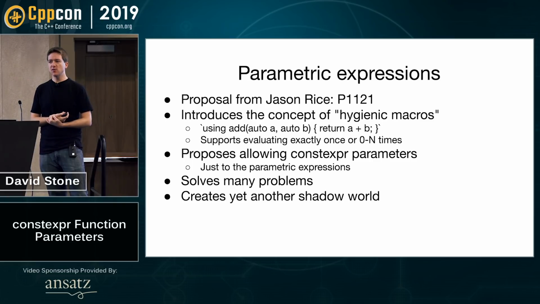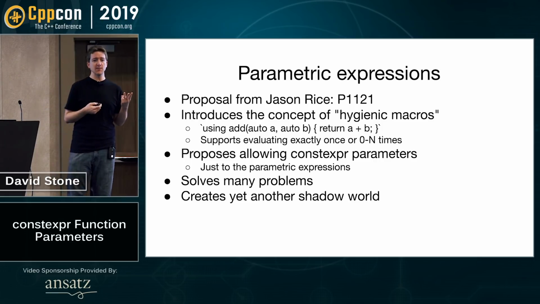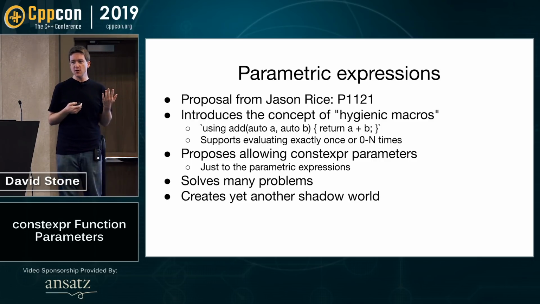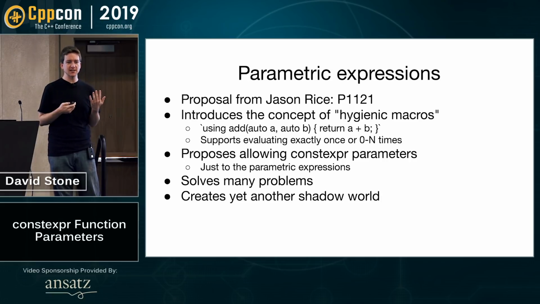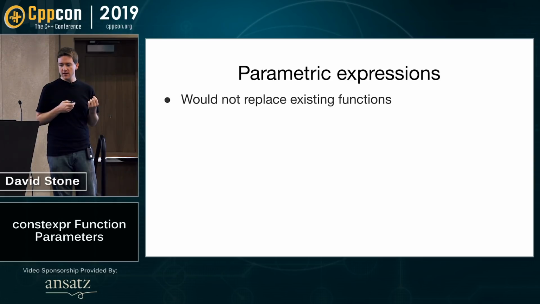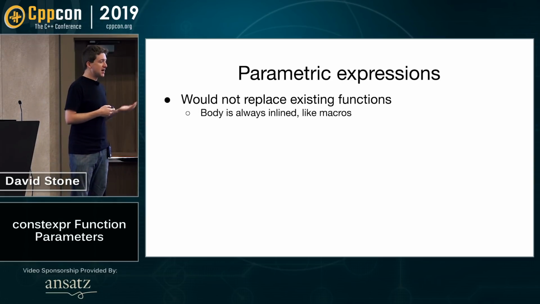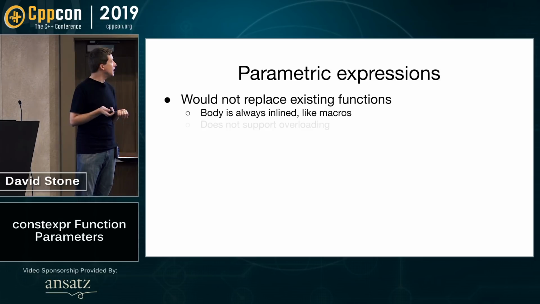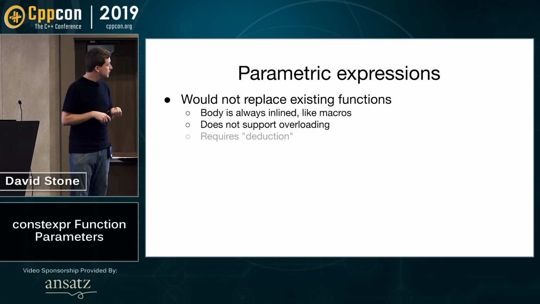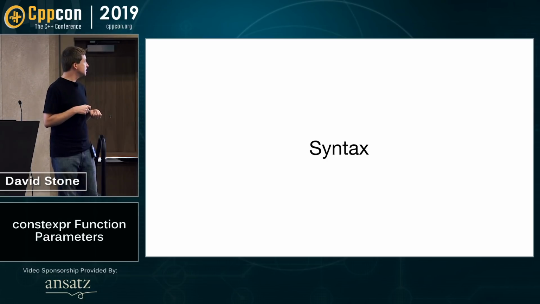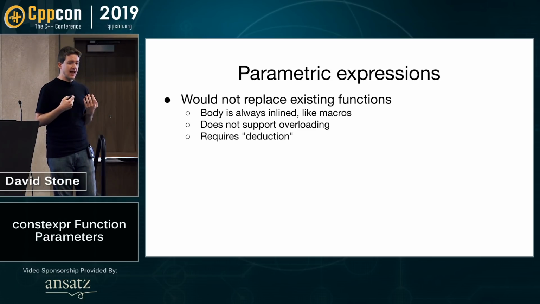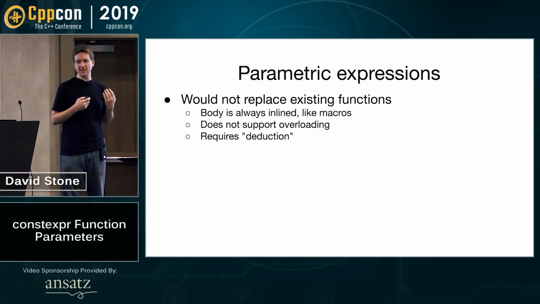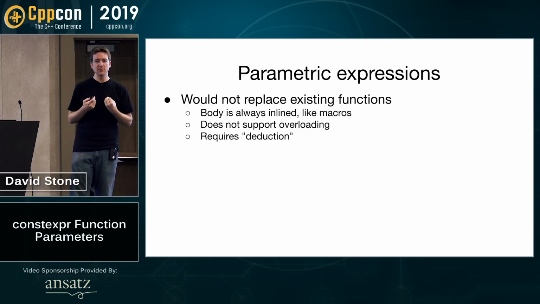But it creates yet another shadow world. So now, in addition to regular functions, constexpr functions, template functions, and macros, we'll have parametric expressions. We'll have 5 ways to write a function in C++, none of them quite solving all of the problems perfectly. It would not replace existing functions. The body is always inline, like macros, which you sometimes don't want. It doesn't support overloading. It requires deduction of the types. So overall, I think this is the wrong direction, even if it happens to solve some of the same problems, because the principles are wrong.